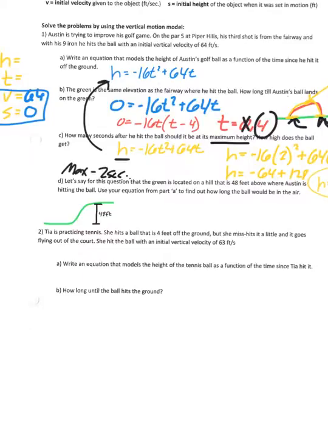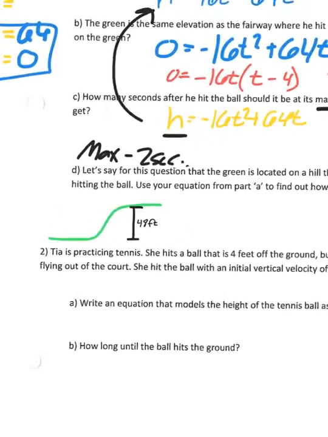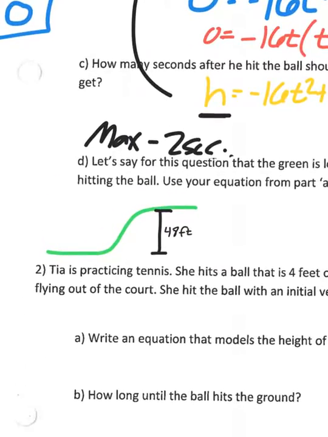Okay, for part D, I've already kind of drawn a picture for how this one's going to look. It says, let's say for this question that instead the green is located on a hill that's 48 feet above where Austin is hitting the ball. So kind of going back to our equation now from part A, it's going to change a little bit, right? So you can imagine, now he's hitting the ball from the fairway, let's say, and he hits it onto the green. I'll draw a little better arc here than last time. And he's going to hit it up here to the green.